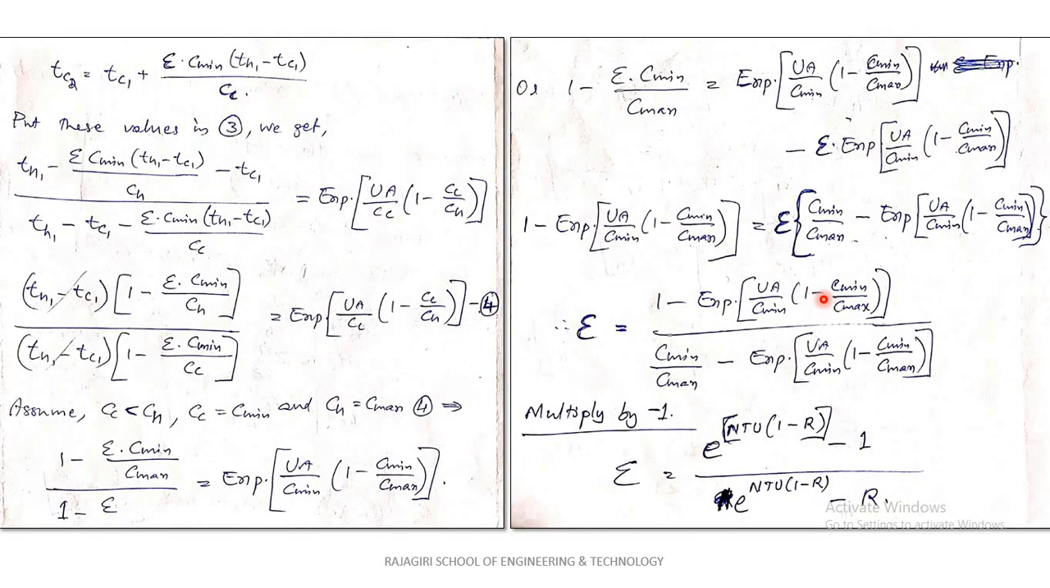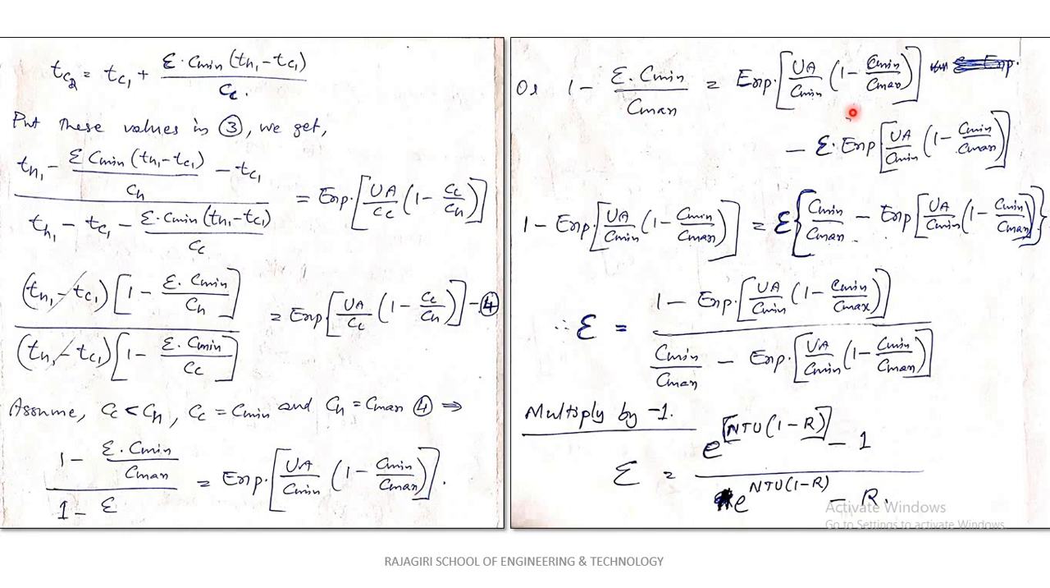Okay, to understand that, take either way, Ch or Cc. If you take Cc outside, let's give Cc as C minimum and Ch as C maximum. Here you will get 1 minus effectiveness times C max, because Cc is C minimum here. You cancel that one. That is equal to exponential of UA by C minimum times C max.